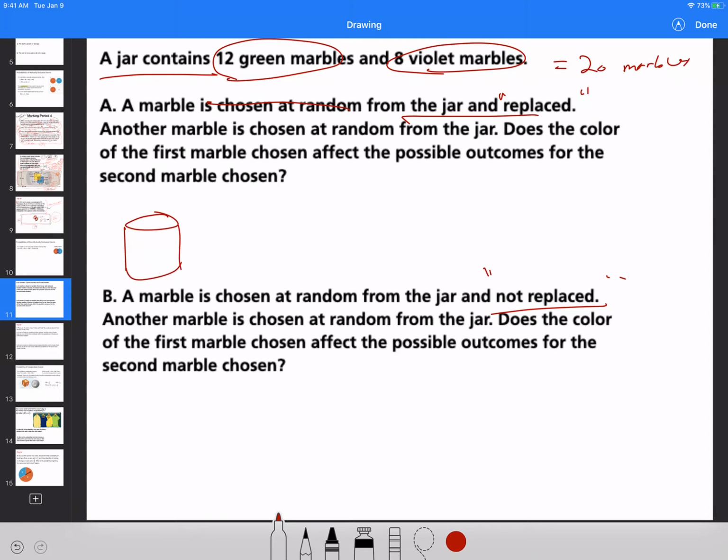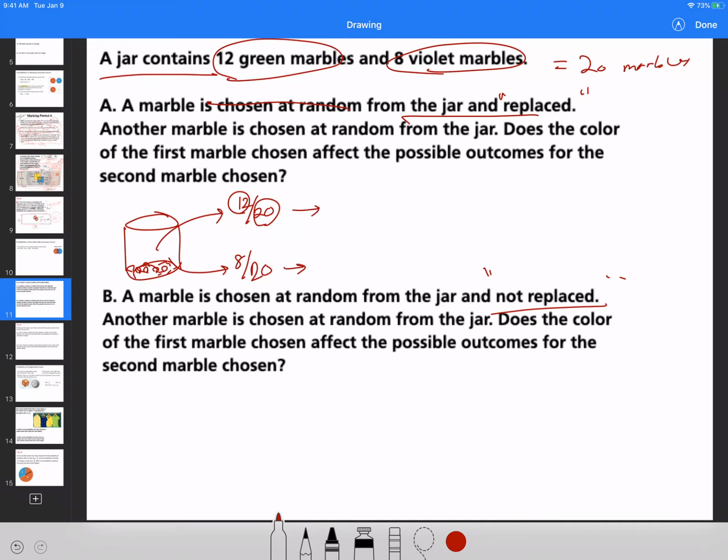We have a jar, okay? And there are 20 marbles here. We'll pretend that's like 20 marbles. And we are picking one out at random. Now, the probability of you choosing green would be 12 out of 20, because there's a total of 12 greens out of 20 total marbles. Or you could be picking violet marbles, that's a chance of 8 out of 20.